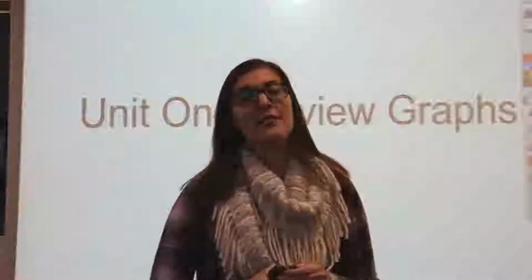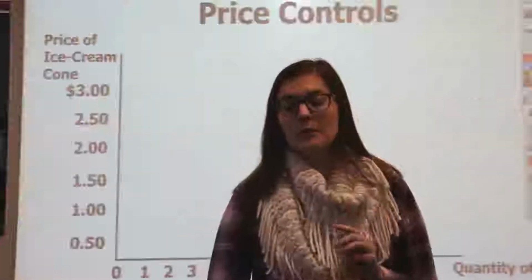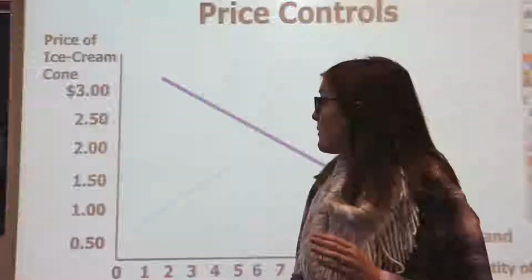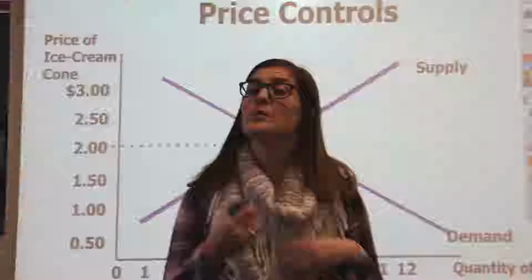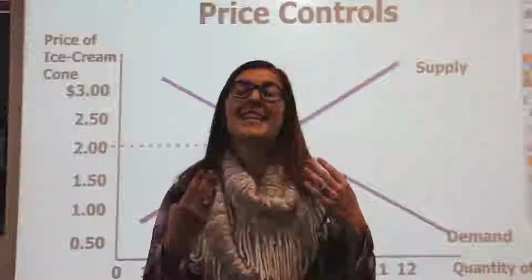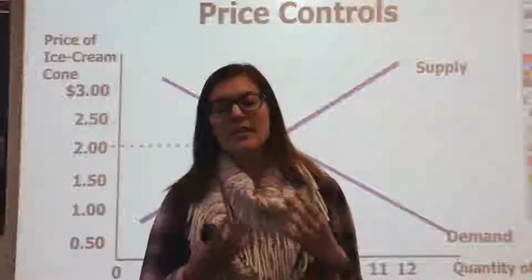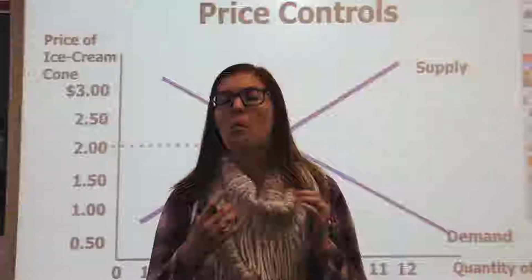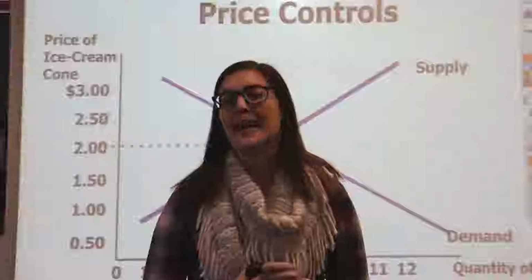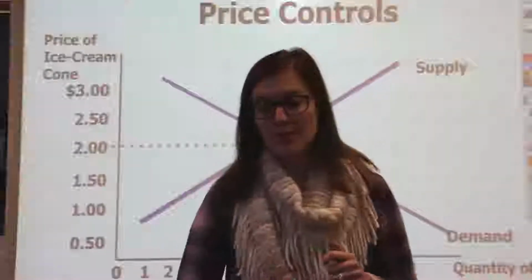The first one we're going to cover is price controls. Now, we learned price controls in Macro as well. We learned that price controls deal with price changes and create disequilibrium, surpluses and shortages. And what we learned in AP Macro was only one type of price control, a binding price control. So we'll do those first.